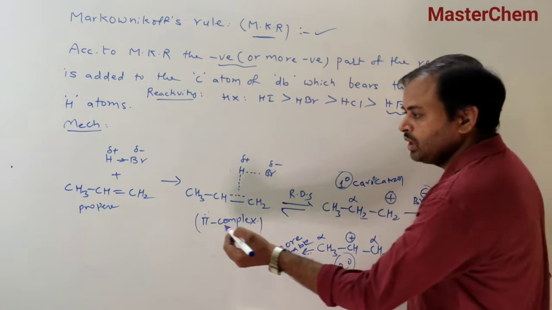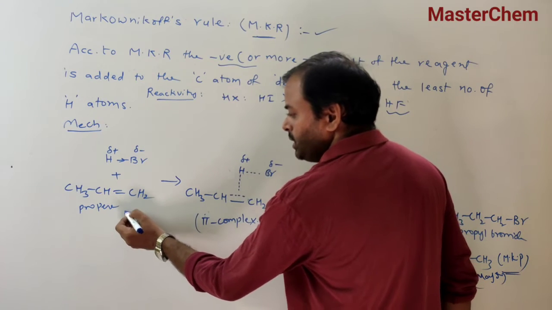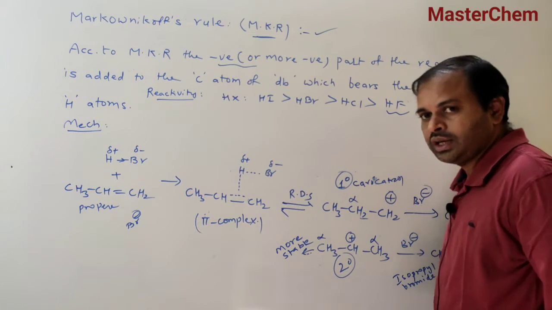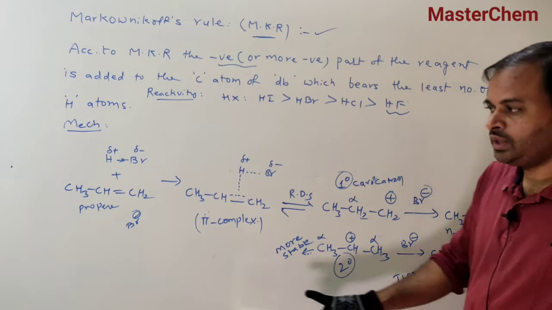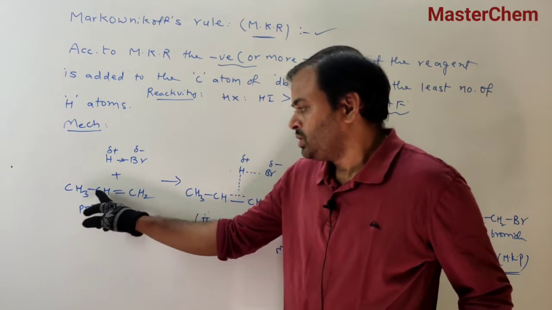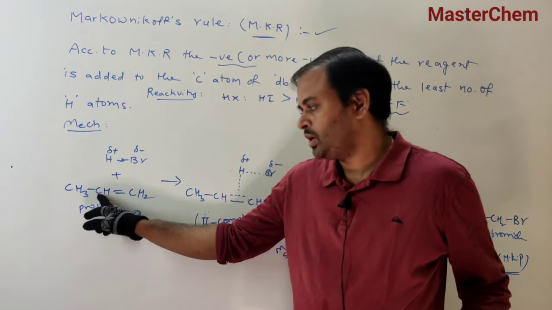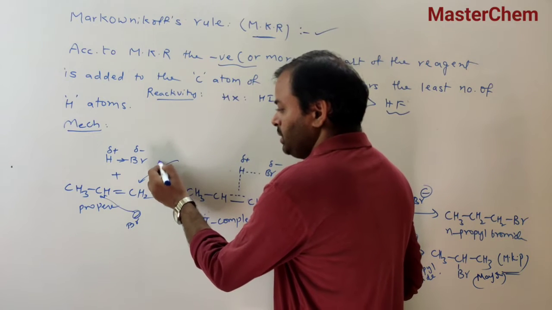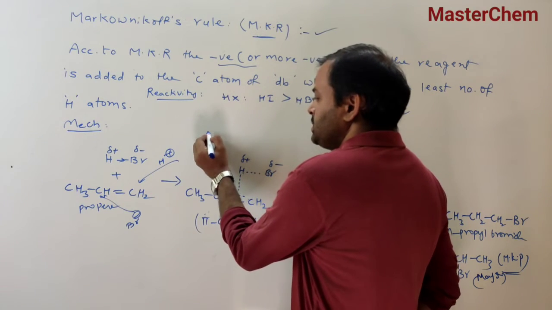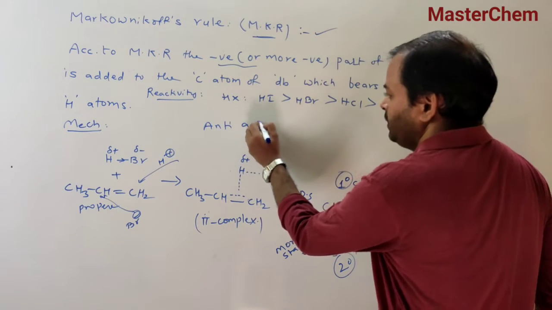As per Markovnikov's rule, the negative part of the reagent, Br minus, attaches to the carbon which has fewer hydrogen atoms. Between these two carbon atoms we should compare. This one has fewer hydrogen atoms, so Br minus attaches to this and H plus attaches to this. One more point: it is an anti-addition. Very important.